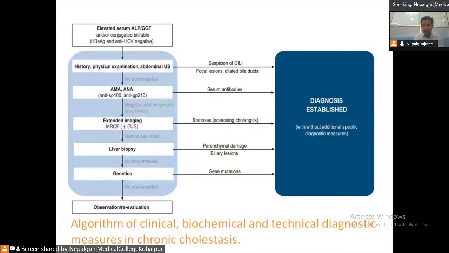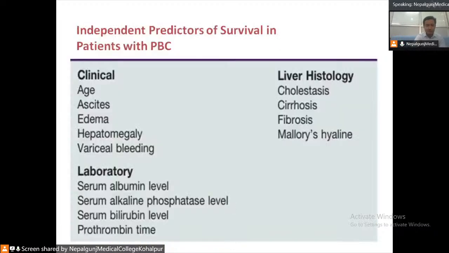Patient comes with raised alkaline phosphatase, GGT, then you go like this. Now, what are the predictors for survival in PBC? Okay, what are the factors that are responsible for survival? So basically the survival predictors are clinical factors, laboratory factors, and histological factors.